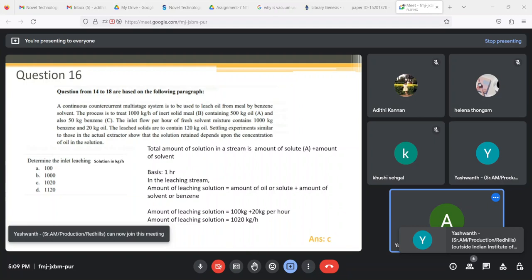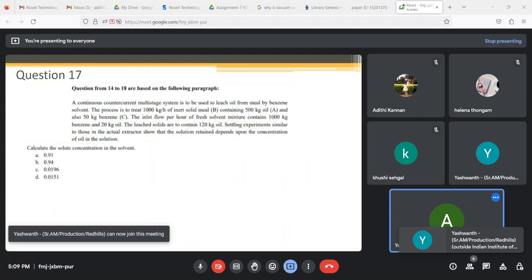Okay. Question 17. The same question, same passage. Calculate the solute concentration in the solvent. So the inlet solvent, we need to calculate the total amount of solute concentration in the inlet solvent. How do you calculate that? The same as question 15 here.